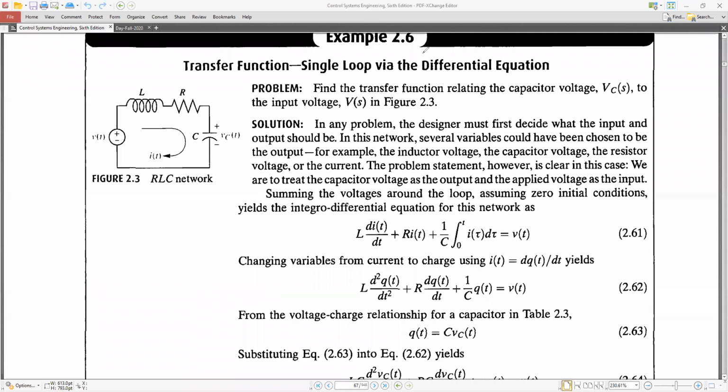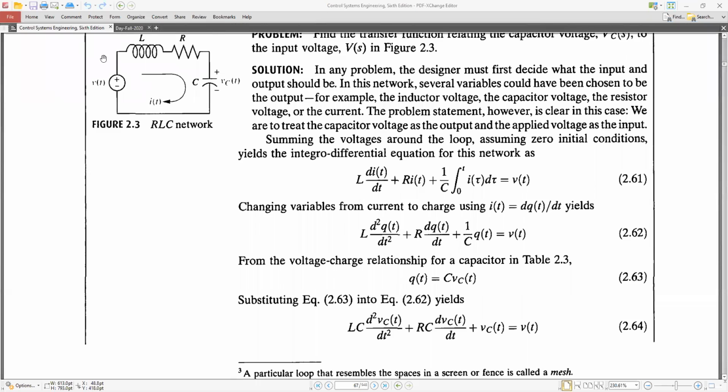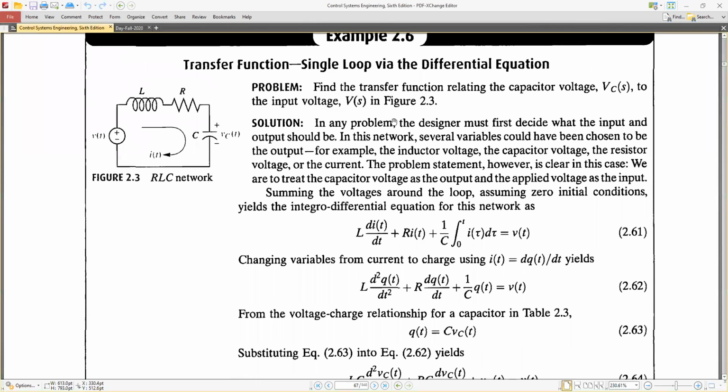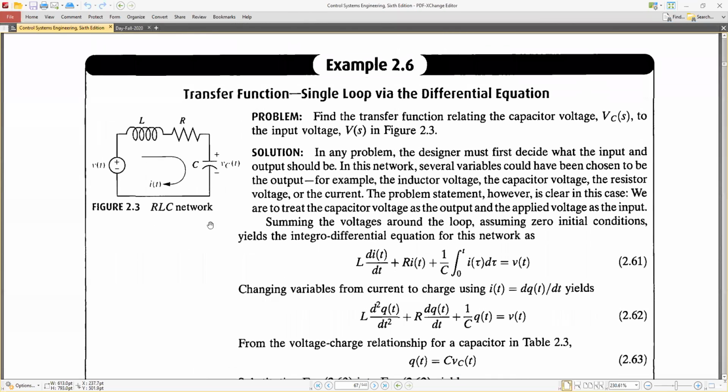Let me clear this drawing. So what will we apply? We'll apply KVL, summing the voltage around the loop. VT is the summation of all three, right? So first of all, L di(t)/dt. Voltage-current relation for an inductor: voltage is equal to L di(t)/dt.